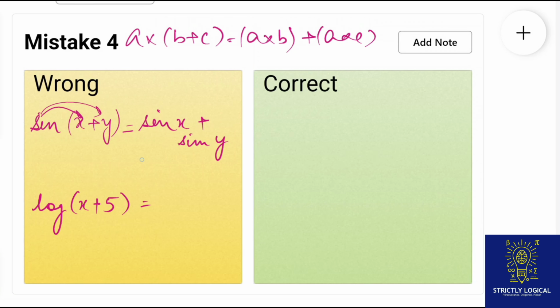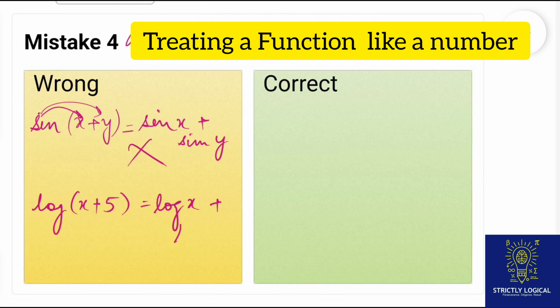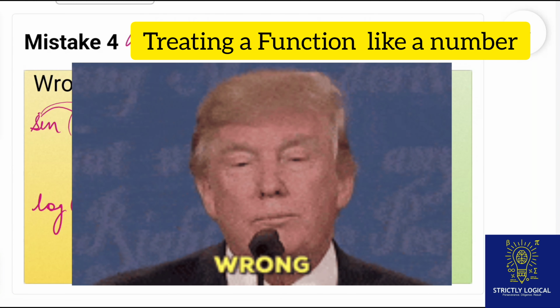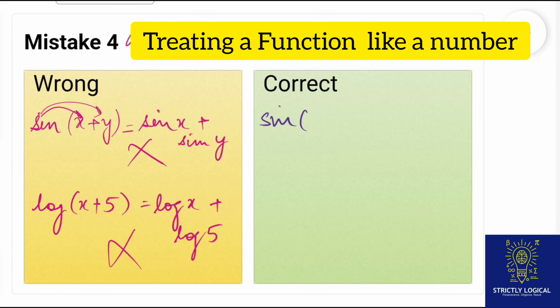But that is wrong. Similarly, for the second question, log of x plus 5 equals log x plus log 5 is a totally incorrect answer. It is a super common mistake to treat sine and log like numbers and distribute them into their own argument. Sine and log are functions, not numbers.